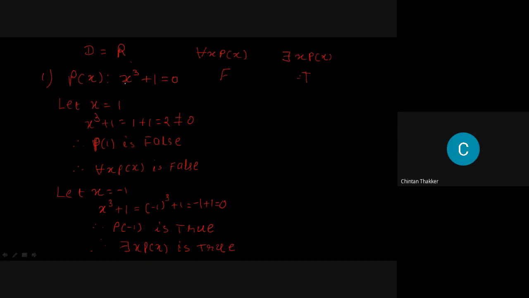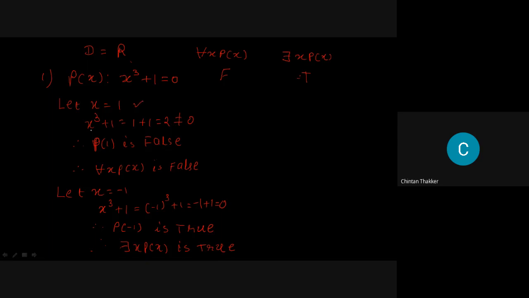Here p(x) is given, x cube plus 1 equal to 0. So when you want to find the value of for all x p(x) and there exists x p(x), for for all x p(x), you have to find the value of x for which p(x) is false. And for there exists x p(x), you have to find the value of x for which p(x) is true. Okay, so first I take x equal to 1.